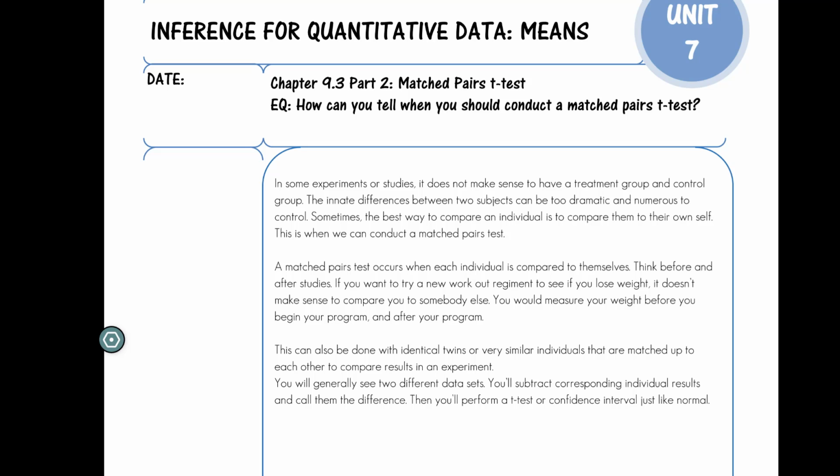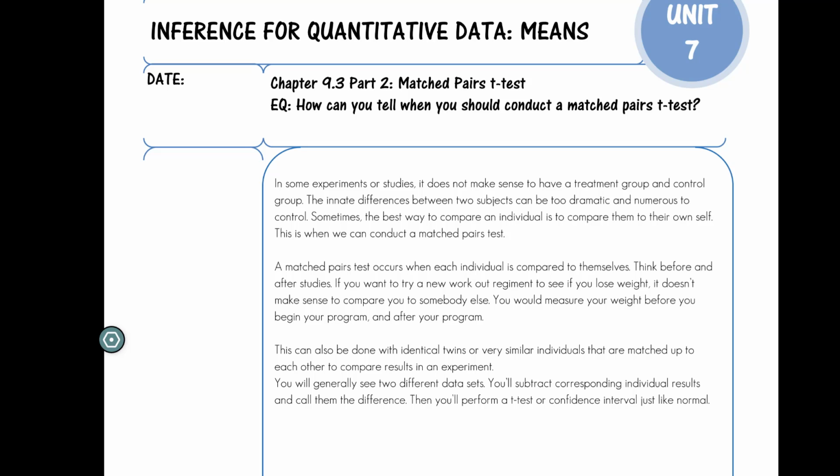Now, a matched pairs test occurs whenever we have each individual compared to themselves. You want to think before and after studies. So for example, if you want to try out a new workout regimen to see if you're going to lose weight, it doesn't really make sense for you to compare your weight to somebody else that completed the program, right? Your biologies are two completely different. So what you'd want to do is measure your weight before you begin your program and then your weight after your program to see if you actually lost some weight.